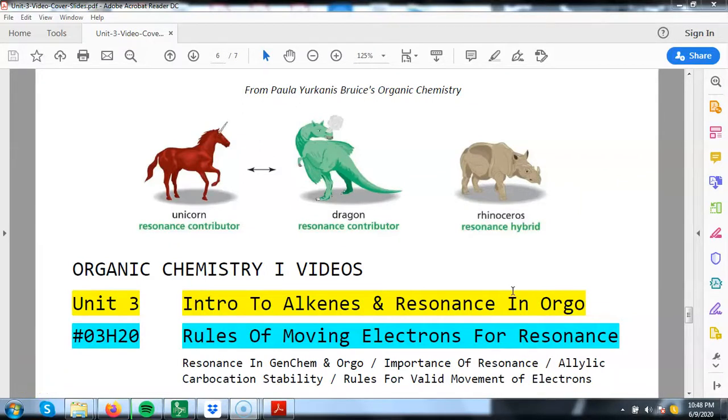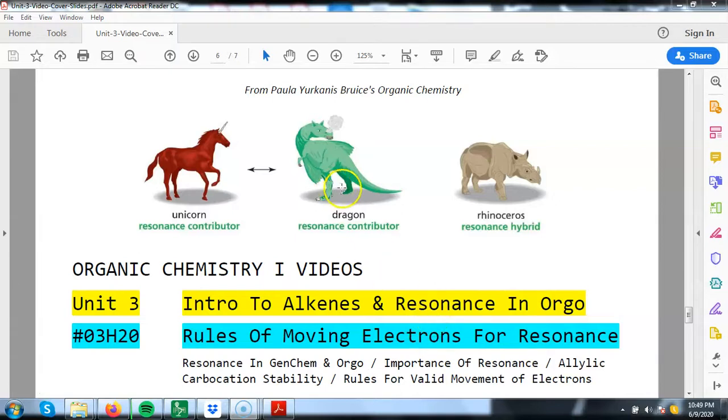Alright, we are finally moving on to resonance after talking a whole bunch about alkenes. And you may be wondering, why am I introducing resonance in the same unit as alkenes? And that's because, well, also, why are there unicorns, dragons, and rhinoceroses? That's because alkenes, due to their p orbitals, can have their pi electrons delocalized potentially across the whole molecule, depending on whether there's a whole bunch of p orbitals lined up.